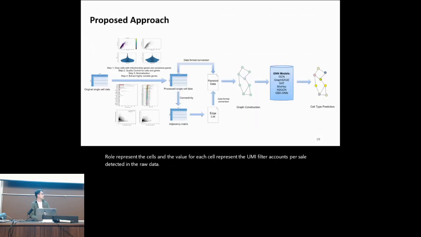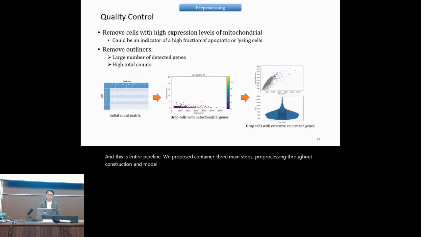And this is the entire pipeline we proposed, containing 3 main steps: pre-processing, graph construction, and model training. In the pre-processing step, we perform quality control to remove the high expression level of the mitochondrial genes, because they are often considered low quality or stressed cells. And also we remove the outliers by observing the large numbers of detected genes, as well as the high total counts in both the scatter and the violin plots.